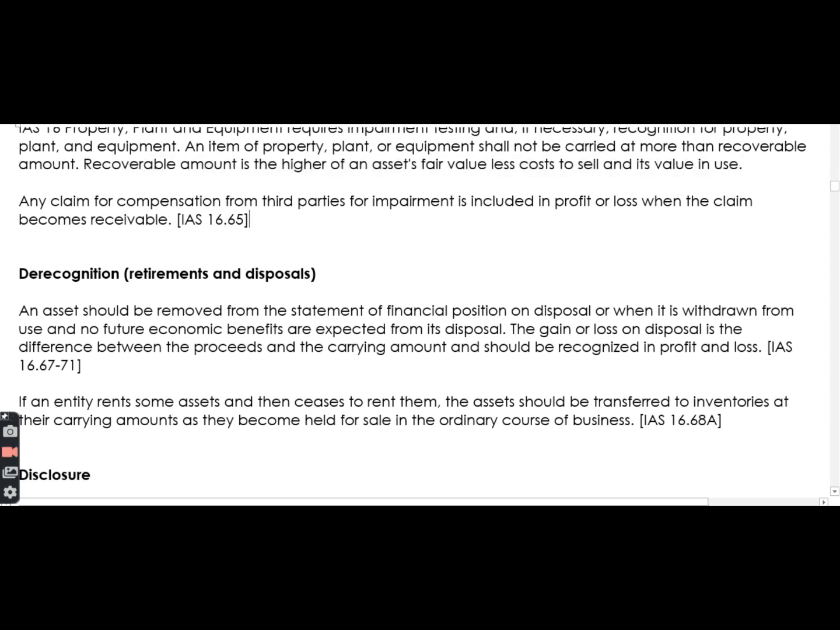And then, just an added note, any claim for compensation from third parties for impairments is included in profit or loss when the claim becomes receivable. So in other words, any claim from or to third parties can be added or deducted depending on the situation.